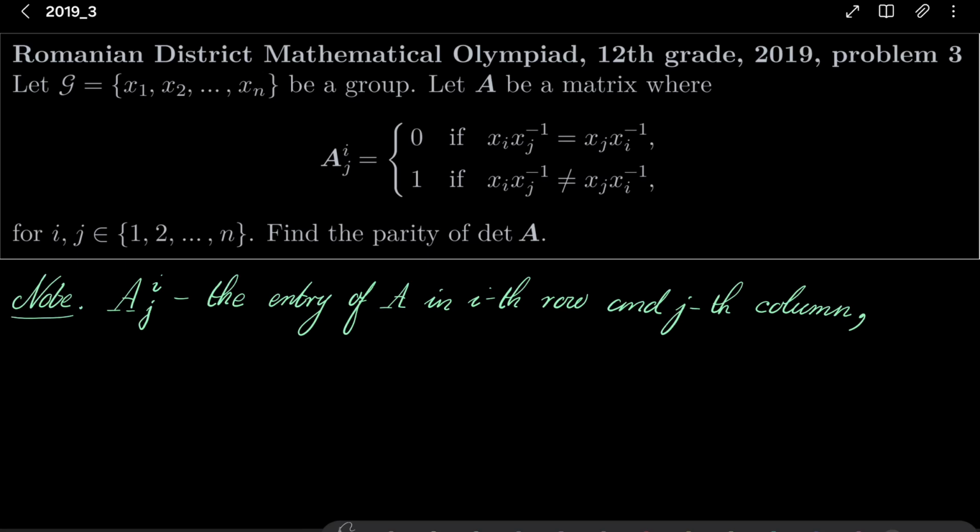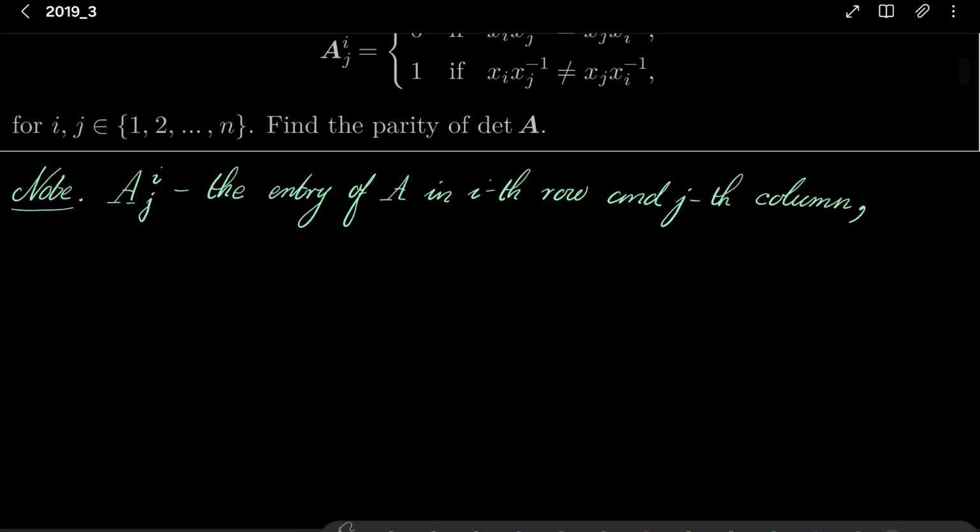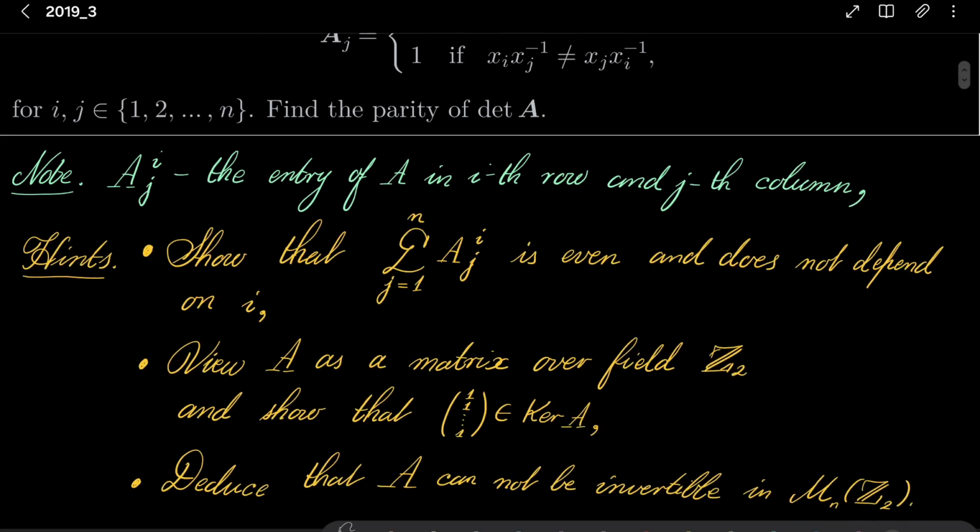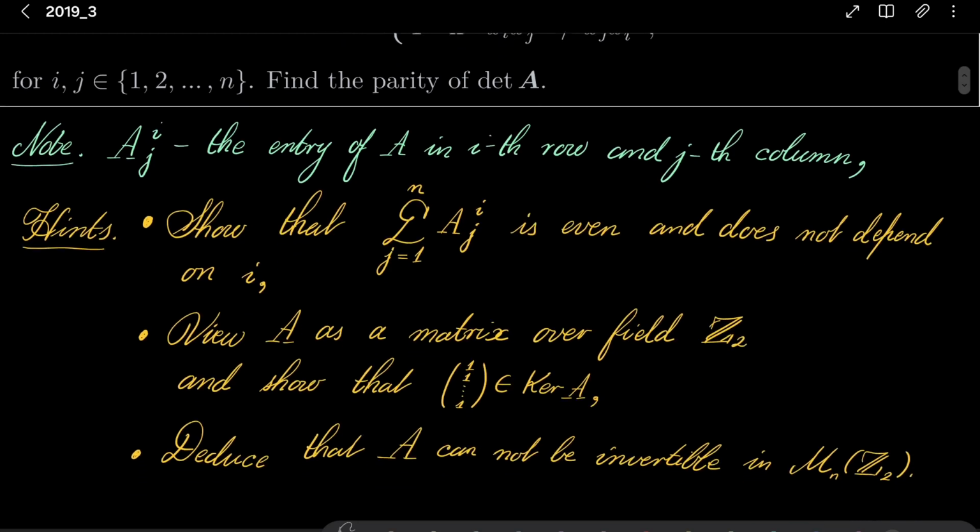Alright, so here are my hints for this problem. First, show that when we take one row of our matrix and we sum it, so we are changing the number of columns, but i stays the same, this number is first even, and second does not depend on i. It's even and does not depend on i.